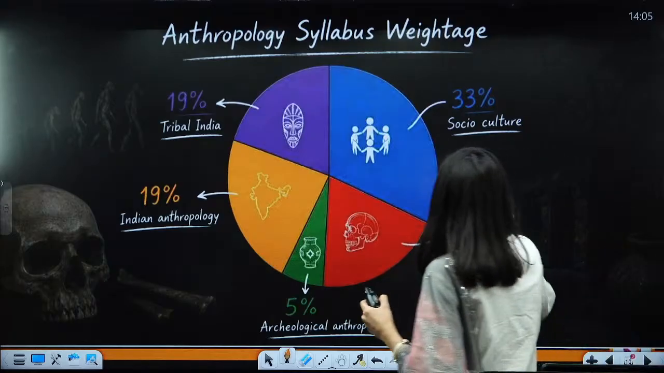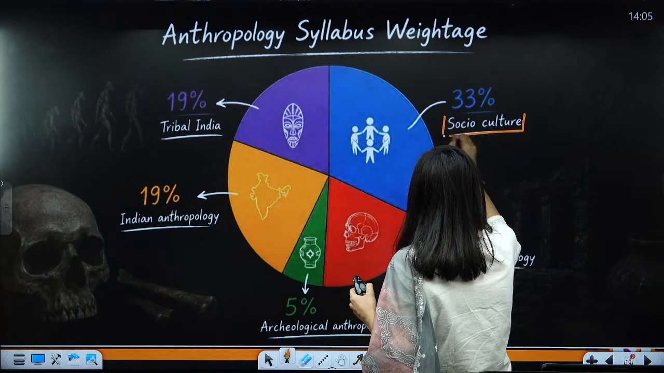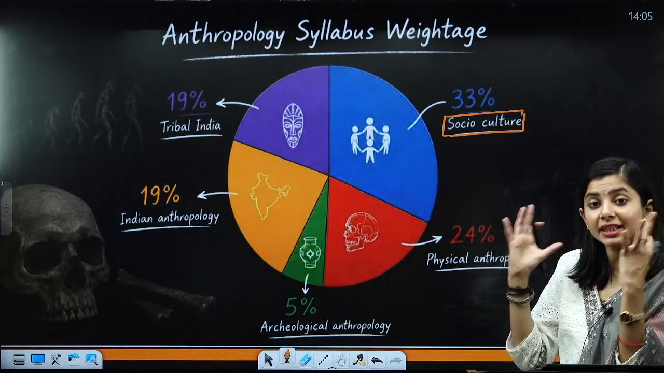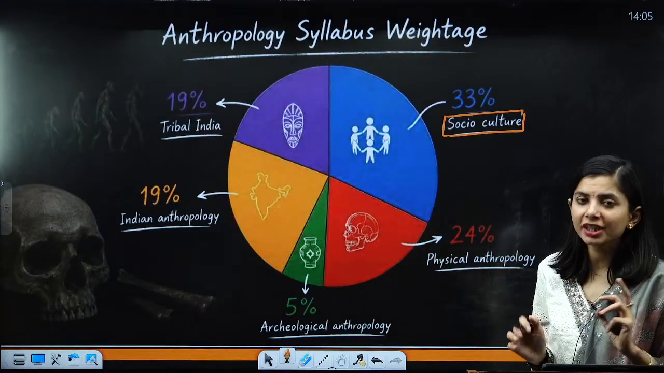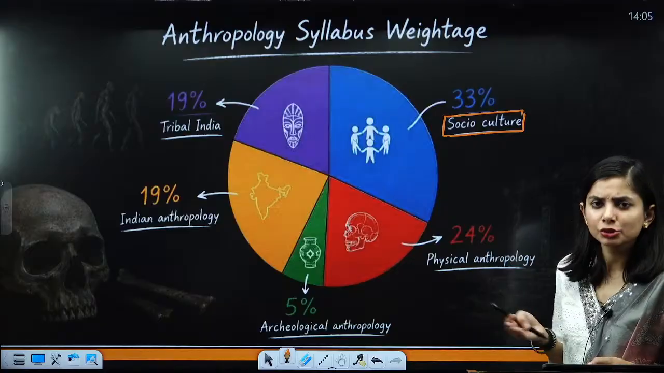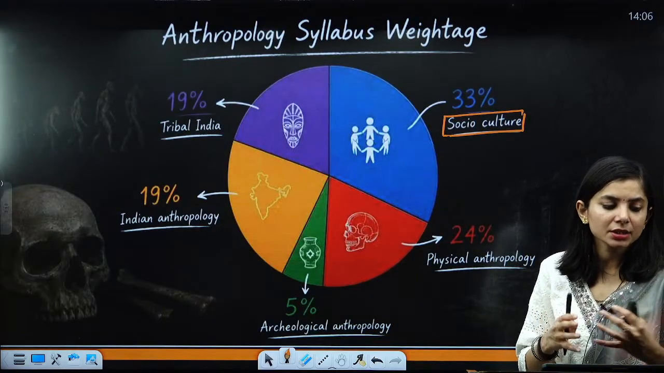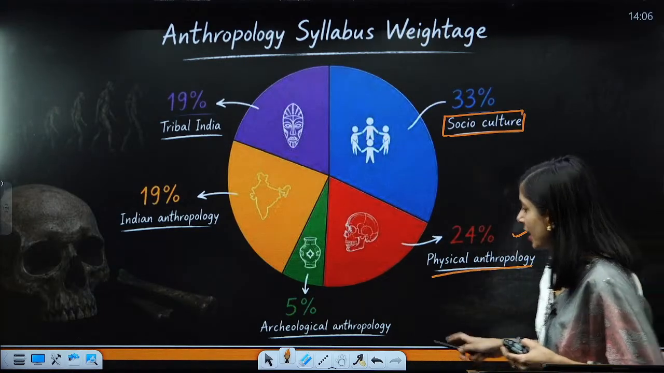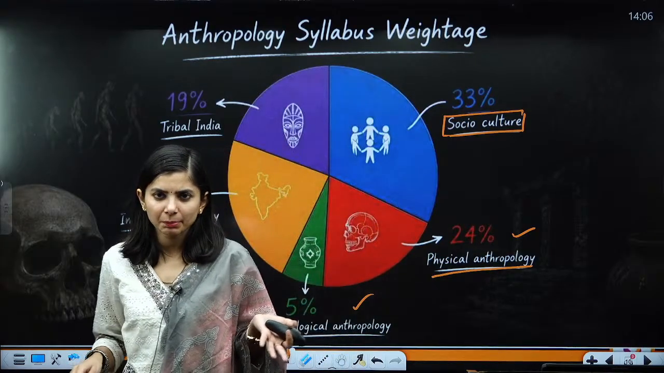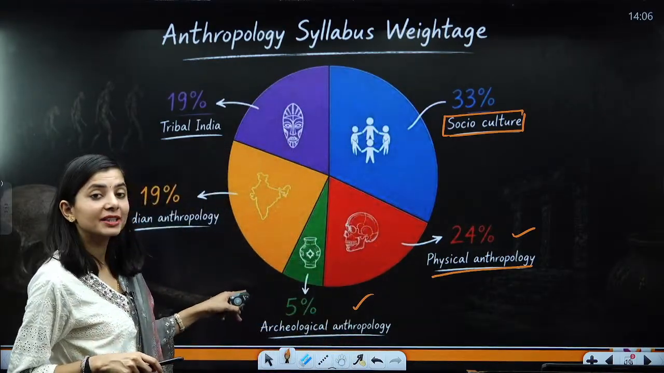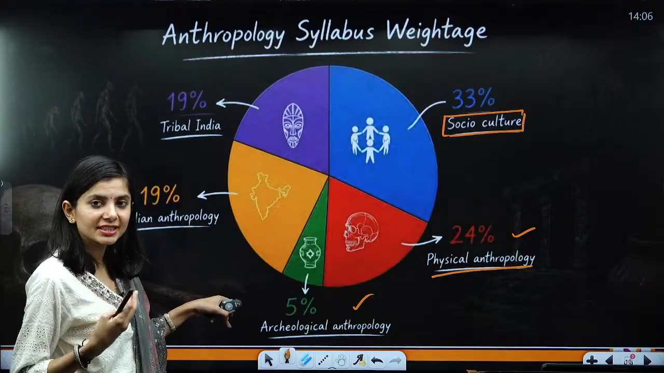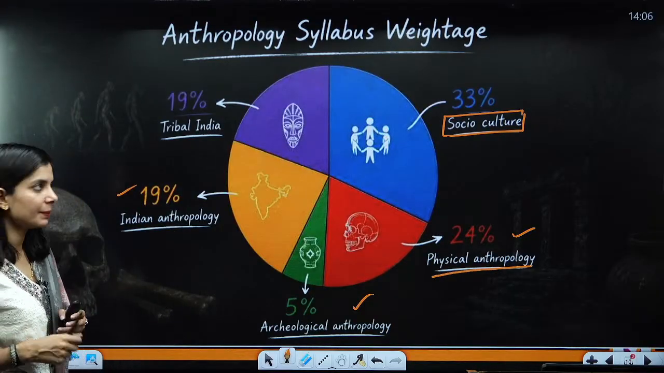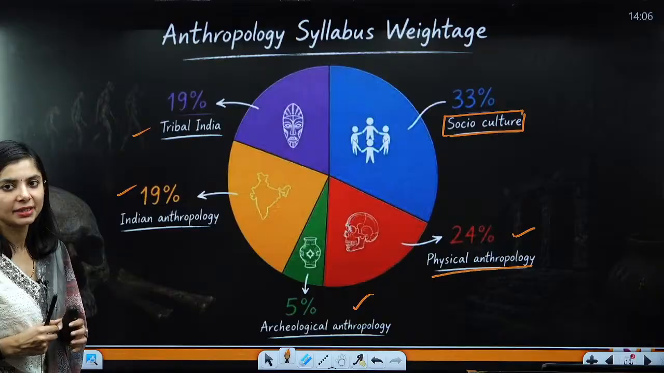In the syllabus weightage, first we are going to have the socio-culture part, that is basically 33% of the total syllabus. In terms of the content I am talking here. Here I am not talking about in terms of UPSC weightage. I will show you the question, you will determine yourself. This is what I am giving you in terms of a homework. Physical anthropology 24%, archaeological 5%, part of paper 1 and paper 2 both. Seems to be 5% only, but you will see yourself in both the paper how many questions are coming. Now Indian anthropology 19% and tribal India 19%.